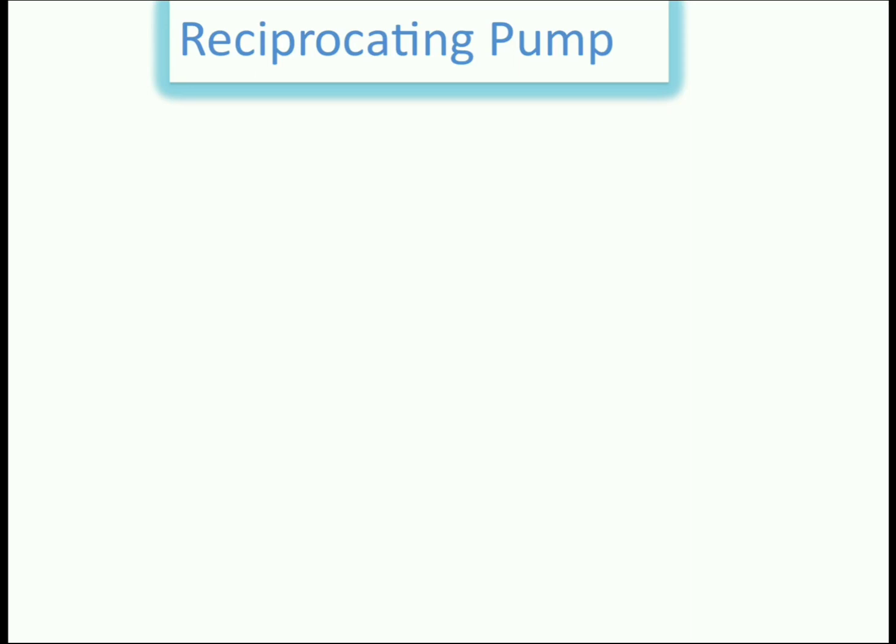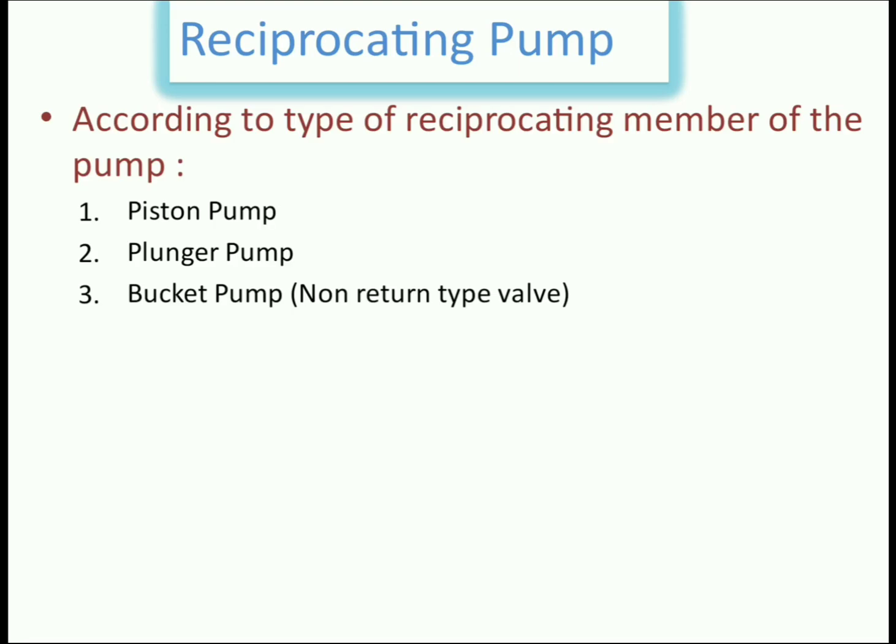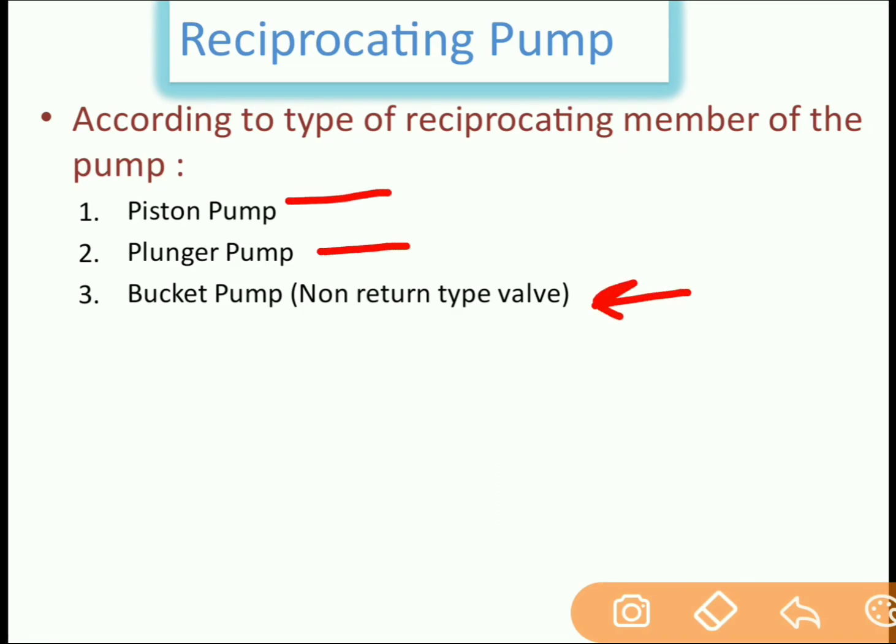Now let us discuss different kinds of pump in detail. First is reciprocating pump. Reciprocating pumps are classified into three categories according to the reciprocating members of the pump. First is piston pump, second is plunger pump, and third is bucket pump.